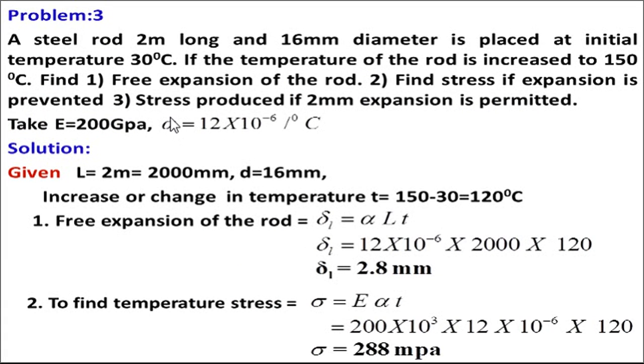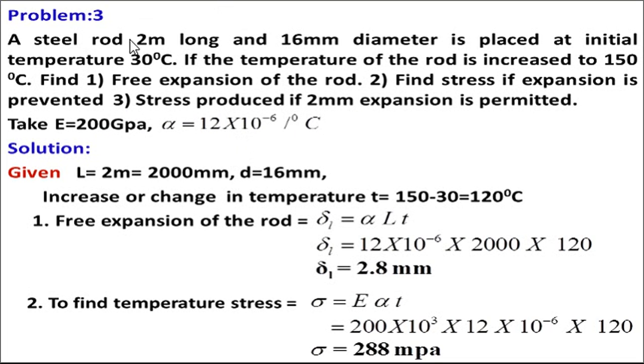A steel rod 2 meter long and 16 mm diameter is placed at initial temperature 30 degrees Celsius. If the temperature of the rod is increased to 150 degrees Celsius, find free expansion of the rod, find stress if expansion is prevented, and stress produced if 2 mm expansion is permitted. Take E is 200 GPa, alpha is 12 into 10 to the power minus 6 per degree Celsius.